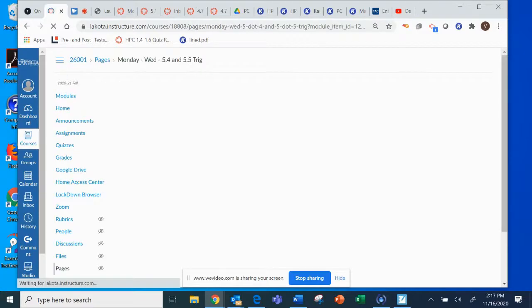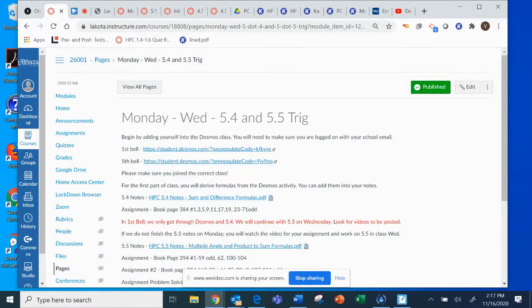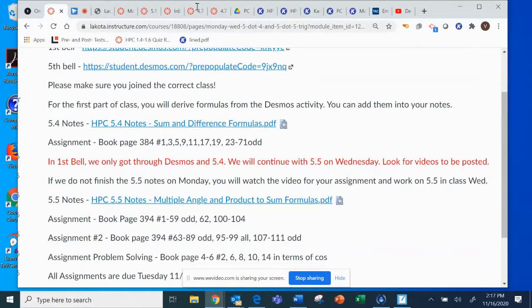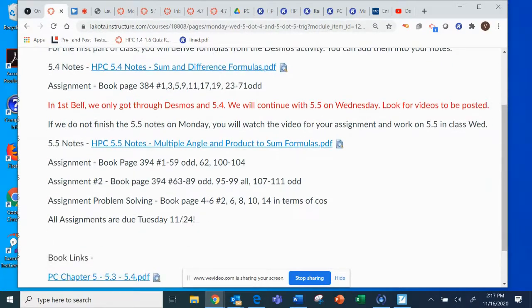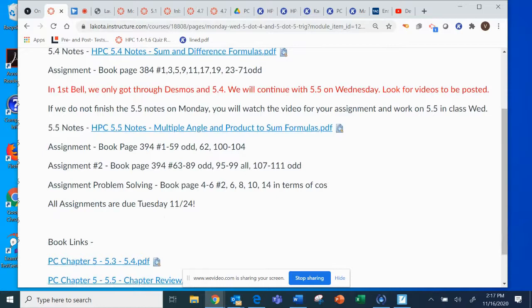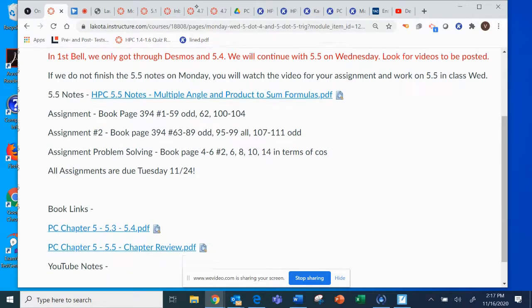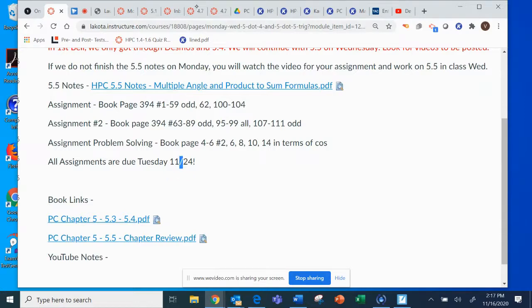So there's a lot written on this because honestly, I had no idea how long the Desmos thing would take because I hadn't done it before. So we only got to this assignment. All right. But after that, so next class, we will continue with our 5-5, and then you'll have an assignment. But then there's another like 2 assignments after that. And then it says all assignments are due 11/24.